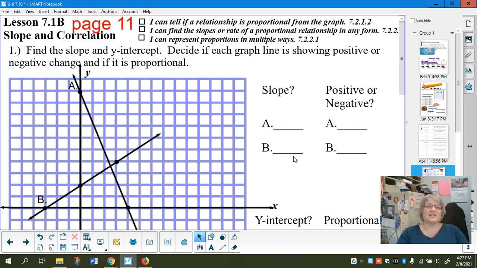Hi, today we are doing lesson 7.1b, slope and correlation. And this lesson starts on page 11, so turn there now.